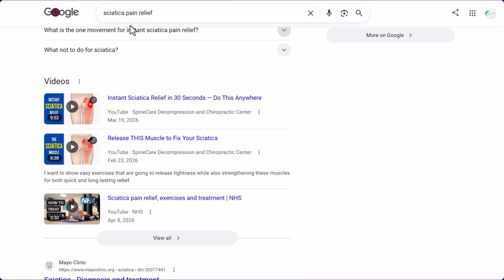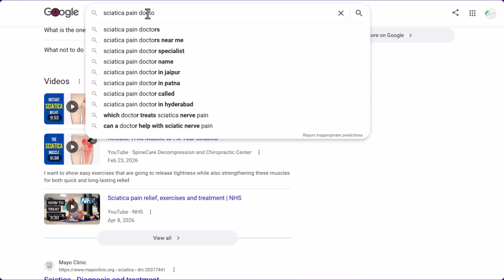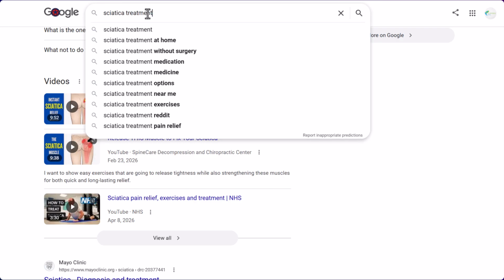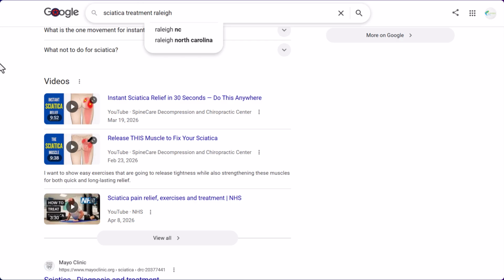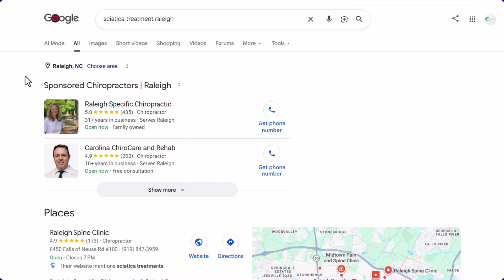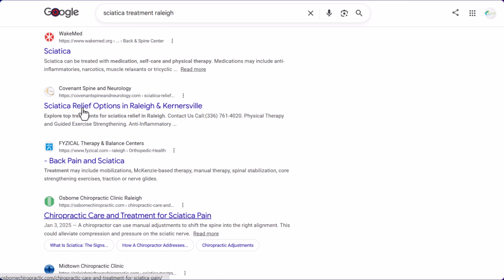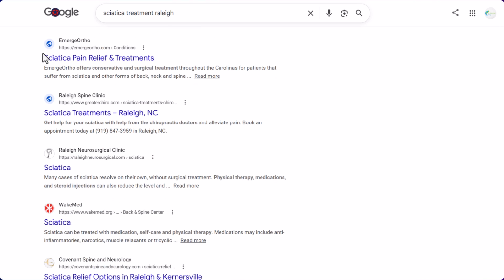That's a lot of times what people are looking for, whereas sciatica pain doctor or sciatica doctor or even sciatica treatment. And see, this is where you want to be careful: at home, without surgery, medication, medicine. You want near me, you want sciatica treatment Raleigh. So you want to make sure people are searching for that specific search intent. And then now you're going to see which ads are showing up. But even here, sciatica treatment Raleigh, we're still getting a lot of sciatica pain relief and treatments.